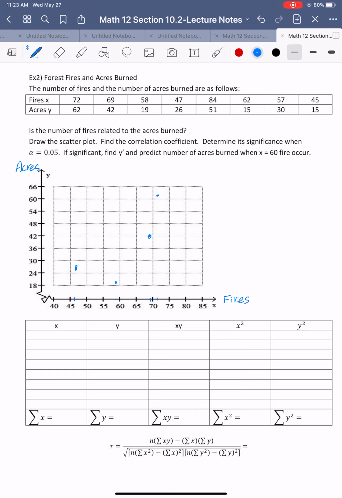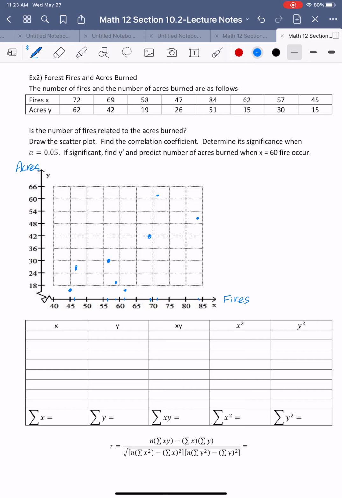And then the 84, which is very close to 85, 51, so 51, 80, about here. And then the 62 fires has a 15, which is below here. And then 57, which is about here. 30, about here. And then 45 is actually the 15, so about here. So yeah, let's see. This is the significant one, okay?